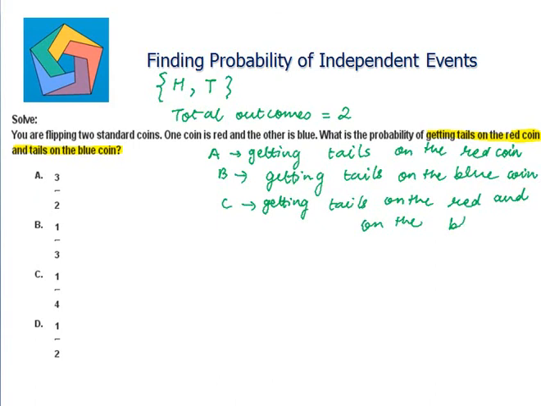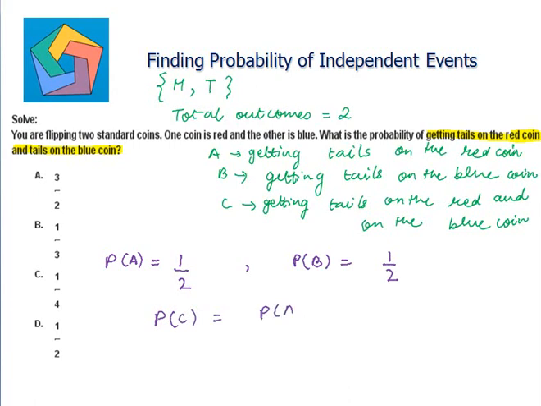So probability of event A. I can get tails only one time and total outcomes are 2. So probability is favorable over total, which is 1 by 2. Similarly, probability of event B, getting tails on the blue coin, is 1 by 2. So probability of C will be probability of A times probability of B, which is 1 by 2 times 1 by 2, which is 1 over 4, which is the answer in the C part.